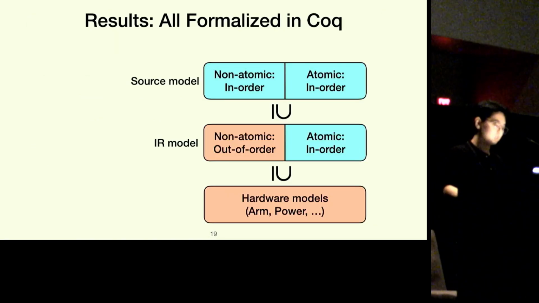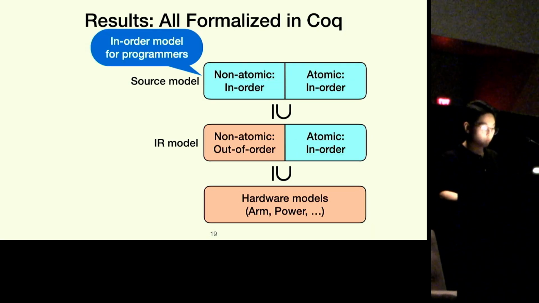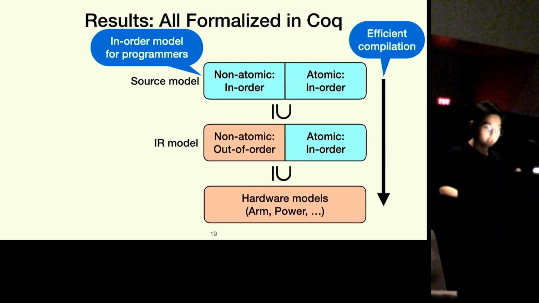All in all, we developed an in-order memory model with only negligible overhead. We provided an in-order source model for programmers based on the promise-free fragment of the promise semantics. This model can be efficiently compiled to hardware only with negligible performance overhead. The IR model allows out-of-order executions for non-atomic writes, and it is based on the promise semantics.